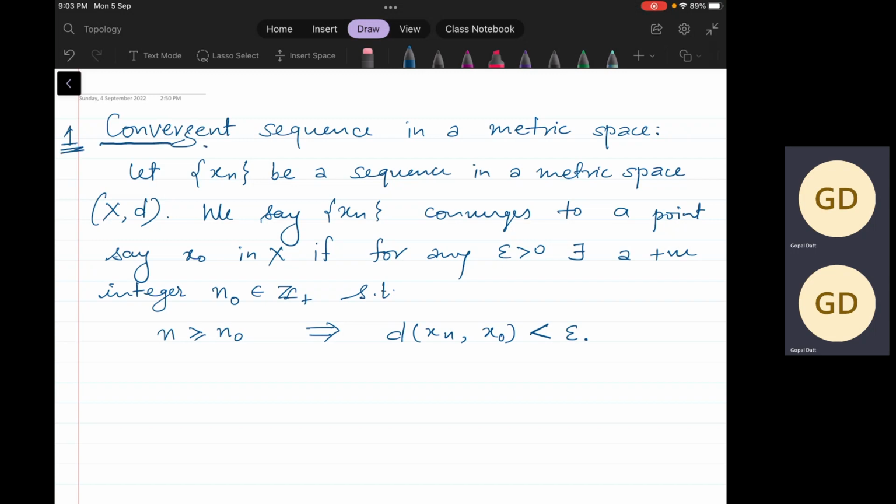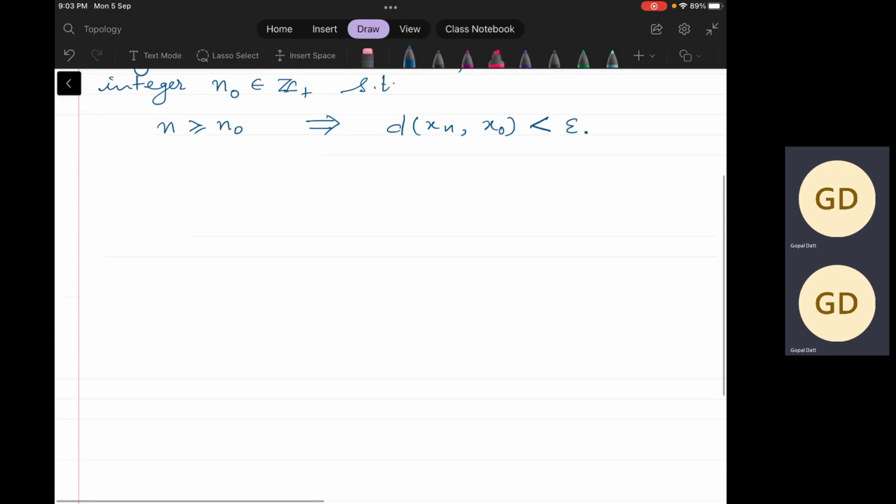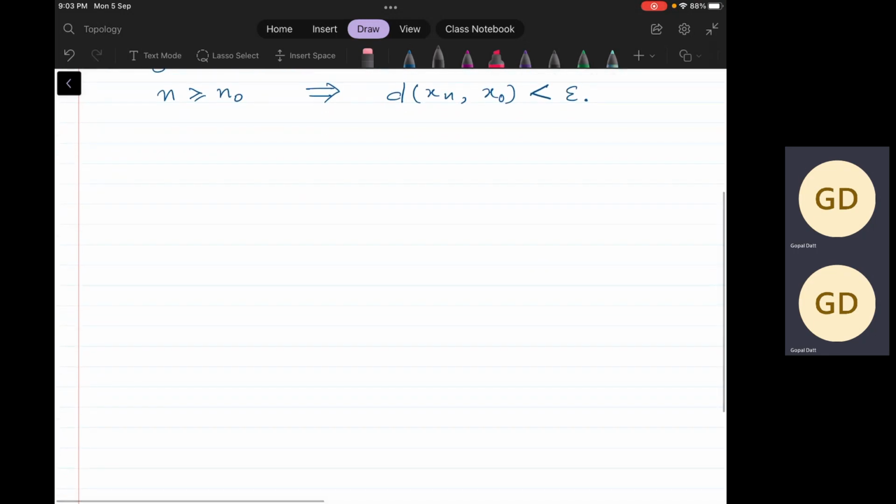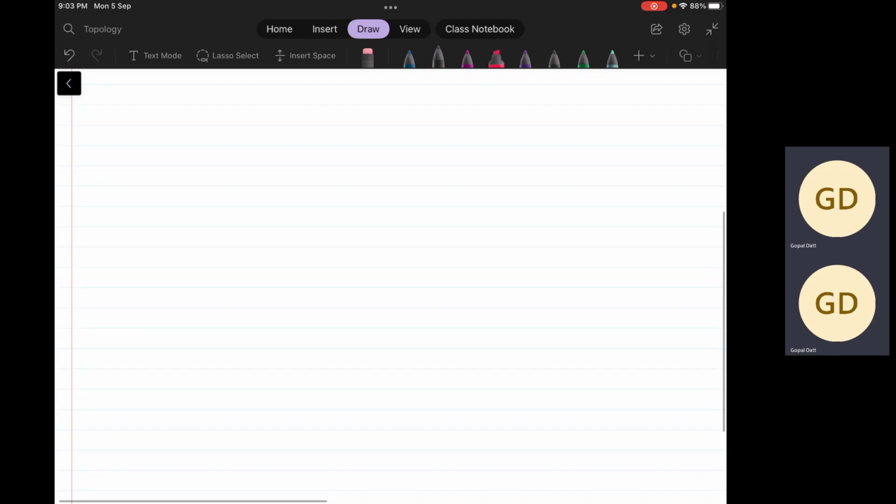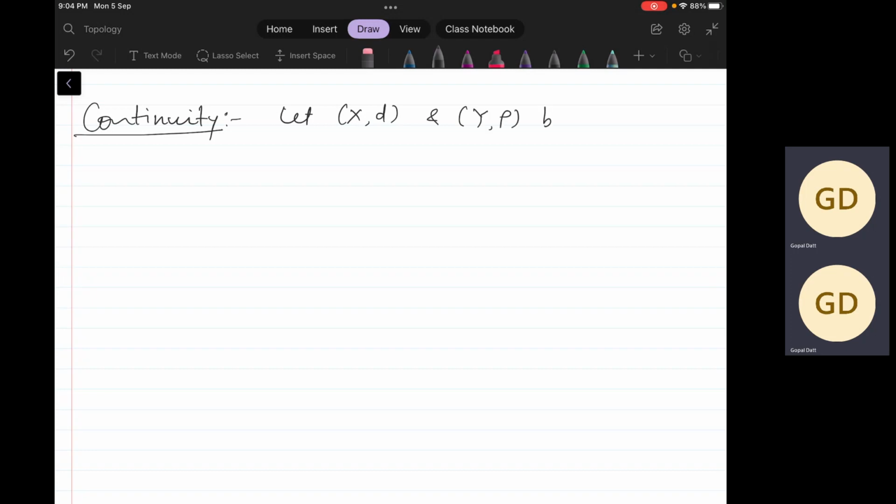Now let us see another definition. Definition of a continuous function. So let us define continuity. A continuous function from a metric space to another metric space. So let (X, d) and say (Y, rho) be two metric spaces, and f is a function from X to Y.